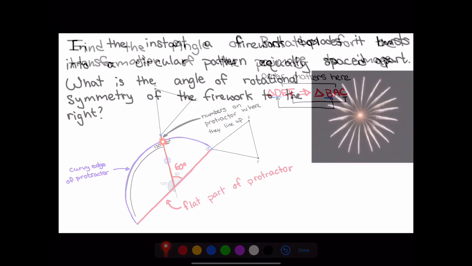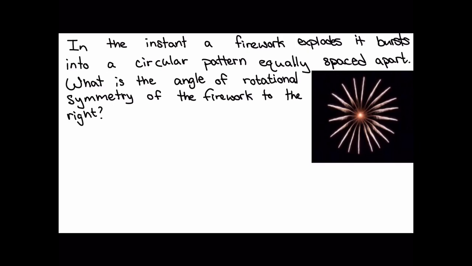All right. In the instant a firework explodes, it bursts into a circular pattern equally spaced apart. What is the angle of rotational symmetry of the firework to the right? So what we're looking for here is the rotational symmetry from one point to the next. So we're just looking for a small rotation here. I'm not looking for the whole thing, but just the degree that we're moving from one angle to the next.